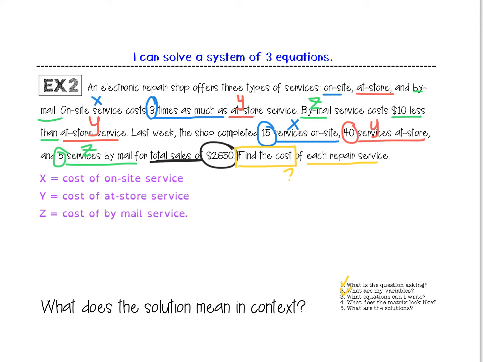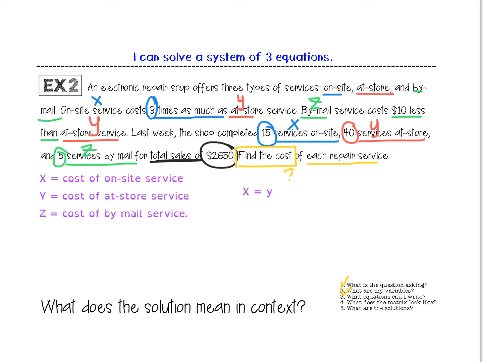So in order to set x and y equal, because we're writing equations, in order for me to say that on-site is equal to at-store, they're not equal. The on-site is worth more. So I'm going to have to multiply the at-store by 3 in order to set them equal.